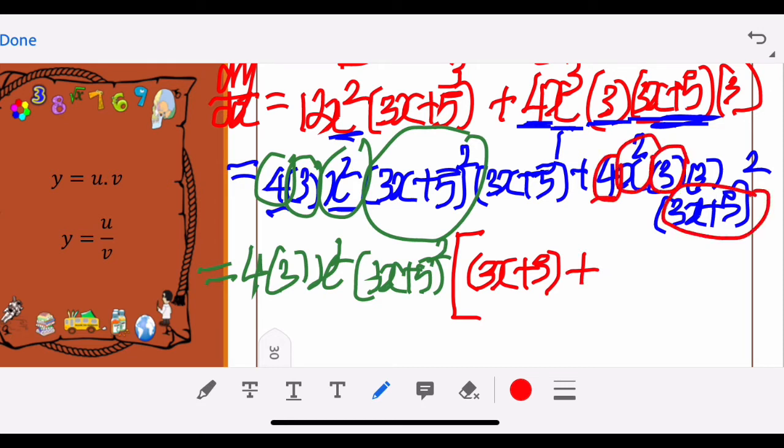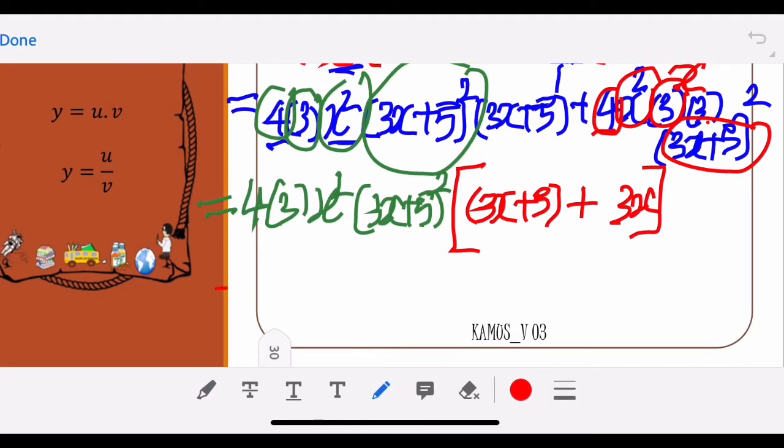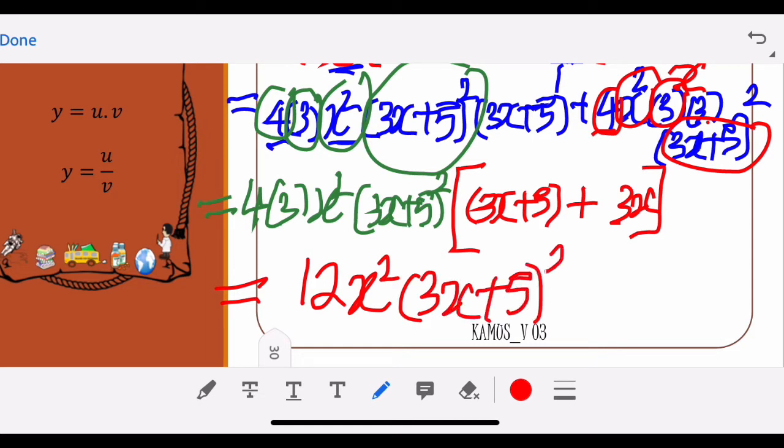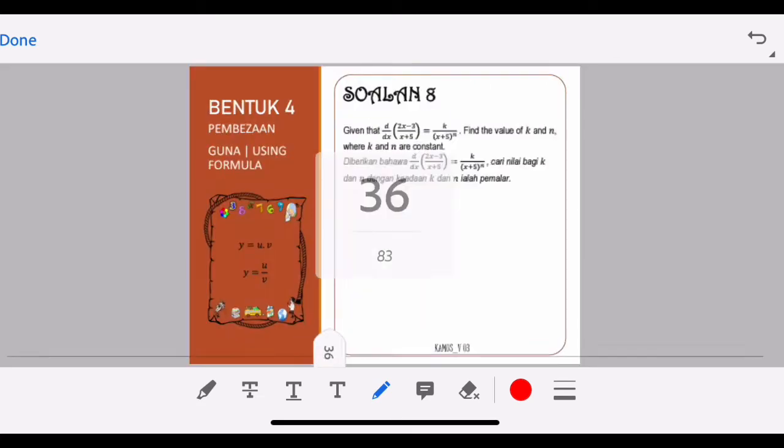All this took out already. Balance will be 3, right? Just 3 only, right? That is x cubed, right? So this is x cubed. So I still have 1x here. So 3x. Be careful. Okay, so it's 12x squared, 3x plus 5 squared, and then 6x plus 3. So this is the final answer.